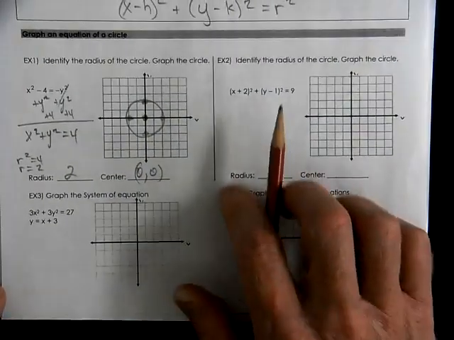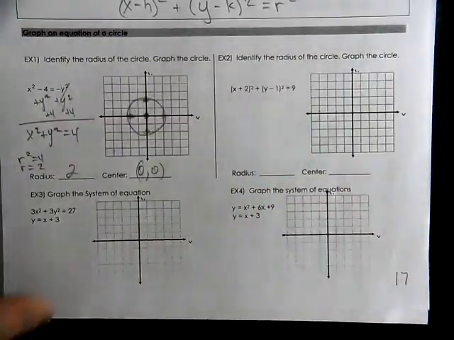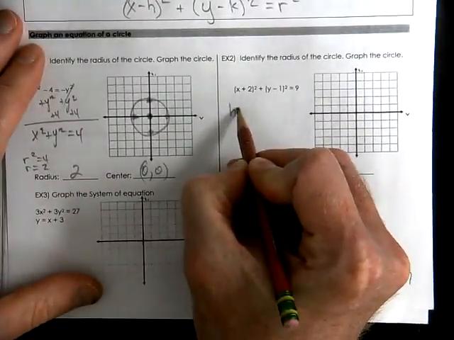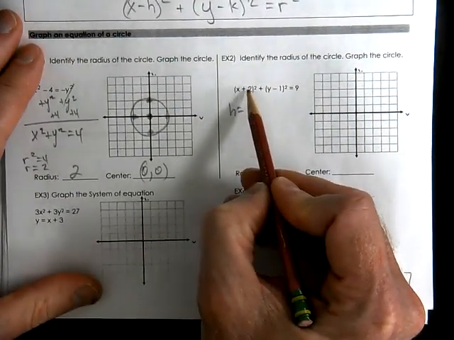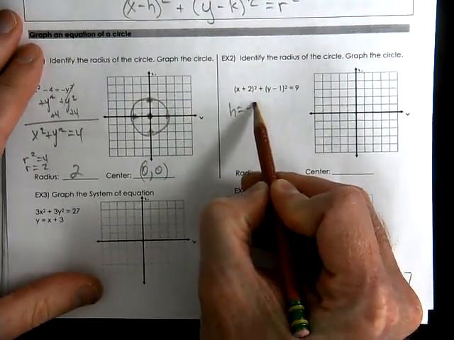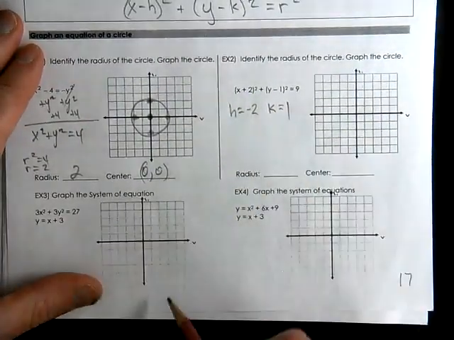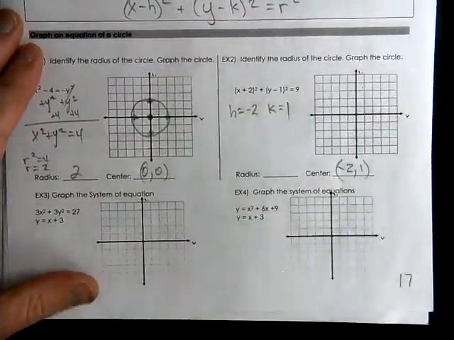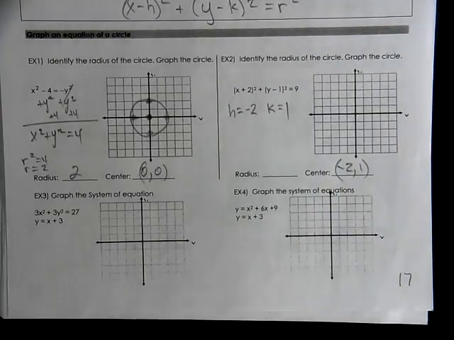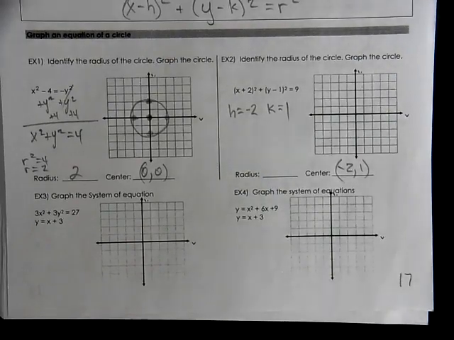What do we notice is going on with example 2? We have an h and a k. What is our h value? If it says x plus 2, it tells us that the h value is negative 2. What is our k value? Positive 1. So that is our h and our k. That is our center. So it's easy to find the center. It's the opposite of what's inside with the x, and it's the opposite of what's inside with the y.